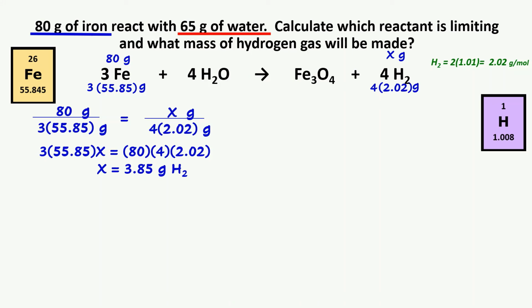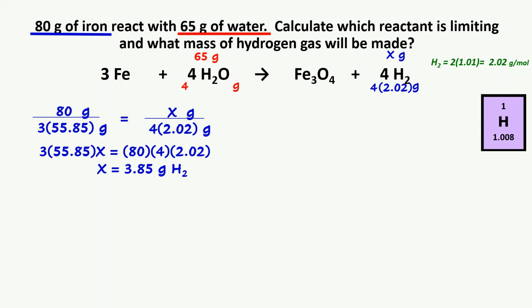Now I need to determine how much hydrogen will be produced from the water that's available. So over the water in the reaction, I write 65 grams. I'm going to bring down the coefficient and the units. Again, since we're dealing with grams, I need to find the molar mass of the water. So I already know that 2 hydrogens would have a mass of 2.02. I need to add an oxygen to that to find the molar mass of water, and it will be 18.02 grams. That's going to be the left side of my proportion.